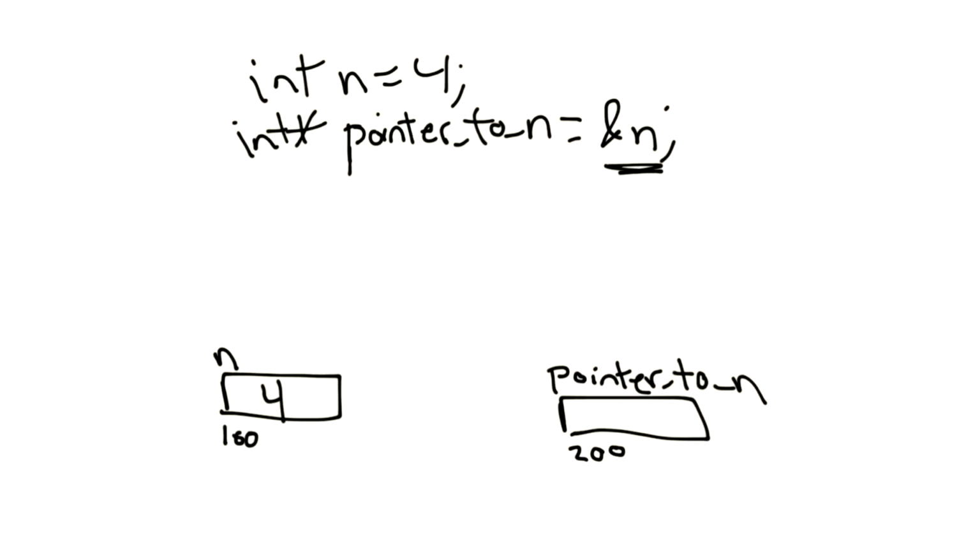Frequently in diagrams, you'll see this shown as a literal arrow leaving the pointer to n box, pointing to the box that stores n.